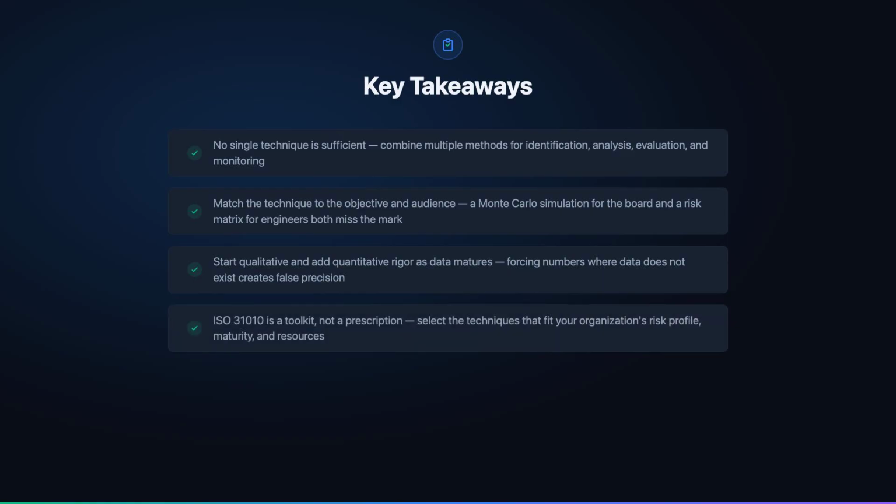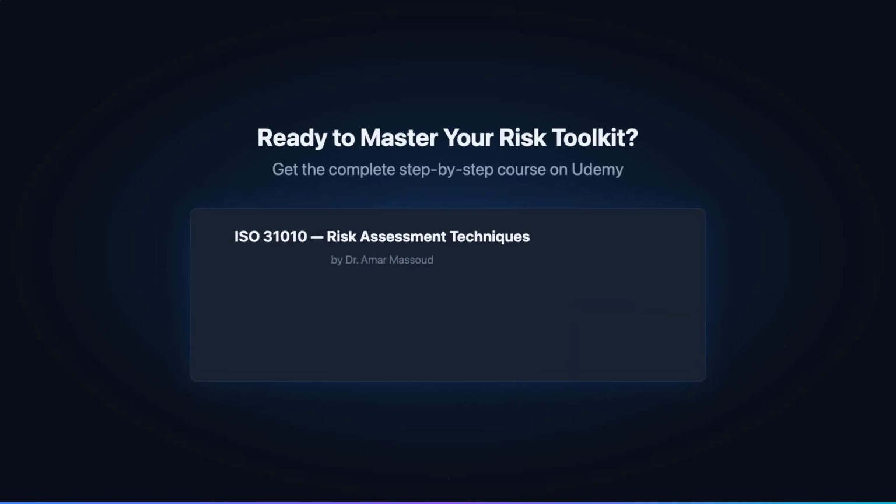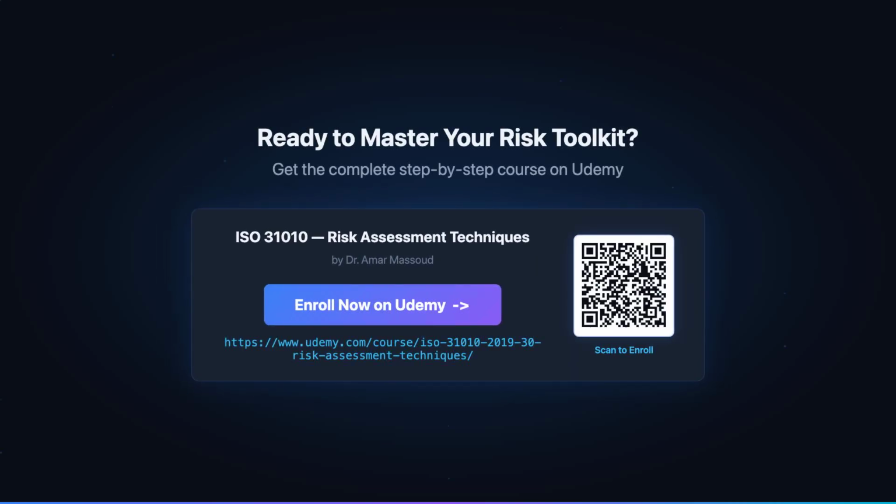And fourth, treat ISO 31010 as a toolkit, not a prescription. You do not need to use all 30+ techniques. Select the methods that fit your organization's risk profile, assessment maturity, and available resources. Master a core set of 5 to 6 techniques well, then expand your repertoire as needs evolve. That wraps up our overview of ISO 31010 risk assessment techniques.